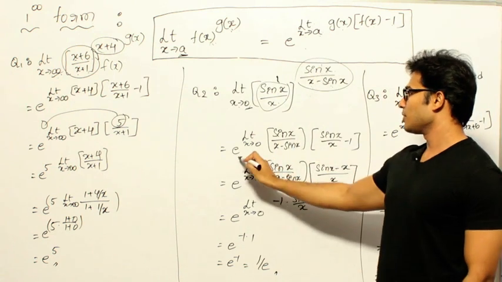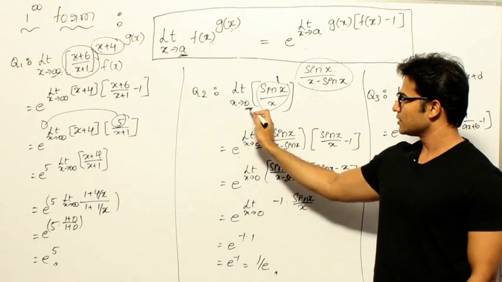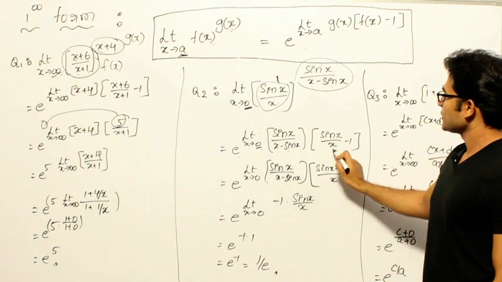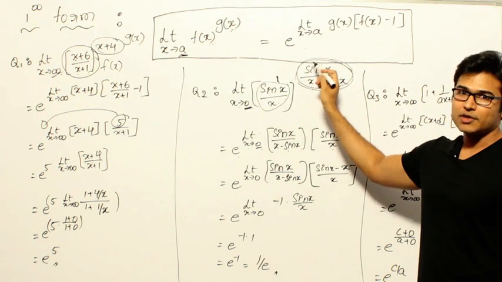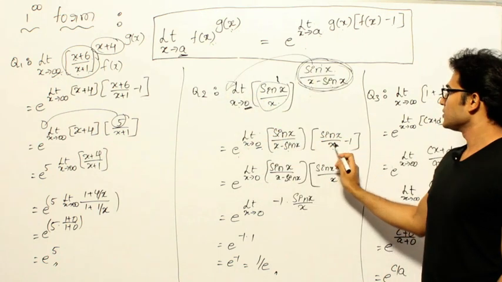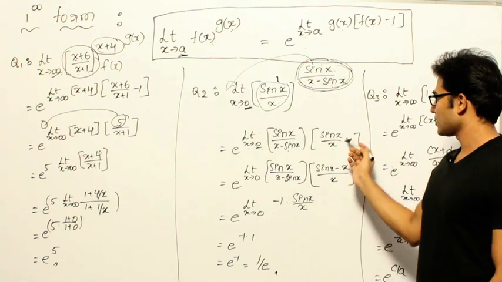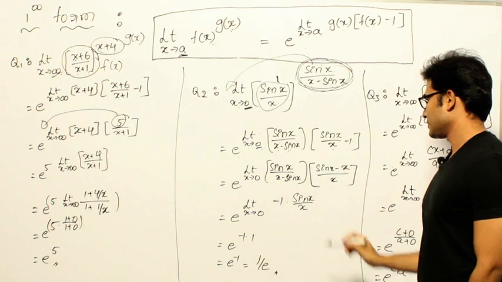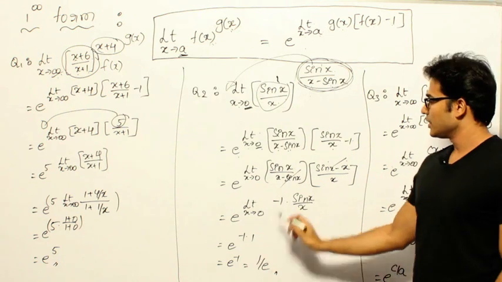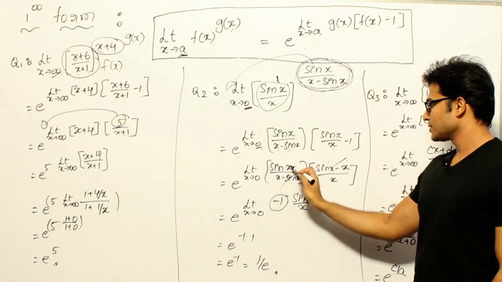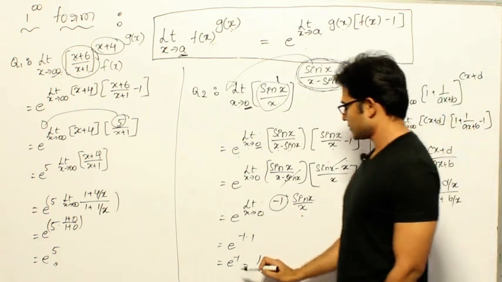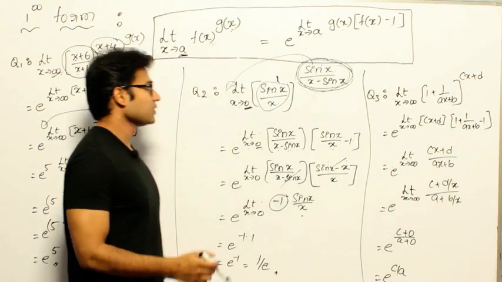So what is that formula? E power limit x tends to 0. Why 0? Because here there is 0. Limit x tends to 0, g of x into f of x minus 1. G of x means whatever is in the denominator of this exponent, you have to bring it forward. That is why I brought it here, and this one minus 1. Now after simplification, here you have x minus sin x and here you have sin x minus x. You can cancel off these two, but then minus 1 has to be brought out. Yes, minus 1 is written here. Now what did you get? Sin x by x. Limit x tends to 0 of sin x by x, you know it is 1. Therefore it is e power minus 1, which is 1 by e. So 1 by e is the answer for this one.